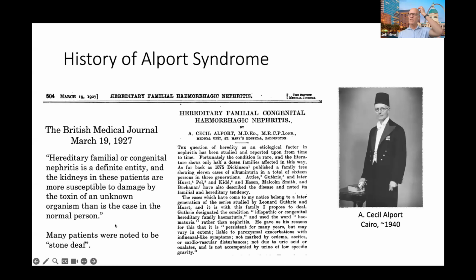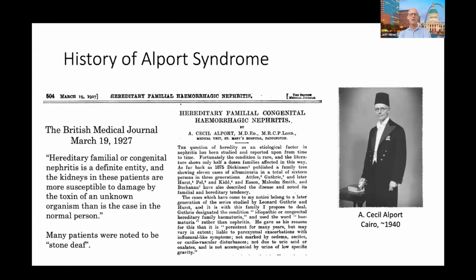But I wanted to start with the history of Alport syndrome. I'm a history trivia buff, so I was really interested to explore how Alport syndrome came to be. In 1927, almost 100 years ago, Dr. Cecil Alport published in the British Medical Journal a paper about hereditary familial or congenital nephritis, which he determined is a definite entity. He said that the kidneys in these patients are more susceptible to damage by the toxin of an unknown organism than is the case in the normal person.